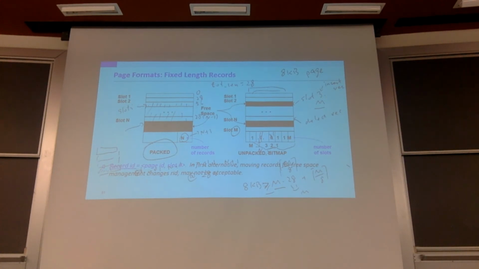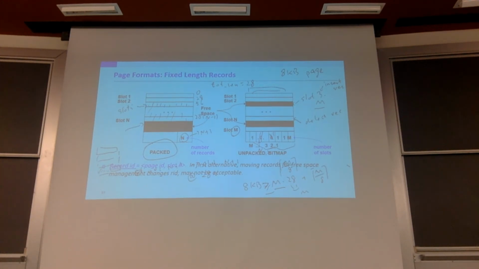So how do you identify a record? For each record, you should have an identifier. That's called a record ID. So how do you specify that? Basically, it's gonna be a page ID and a slot number. Okay, so it's a combination of page ID and slot number. When you want to identify a record, you just say what page it is in and what slot it is in. But there's an issue actually with the packed approach.